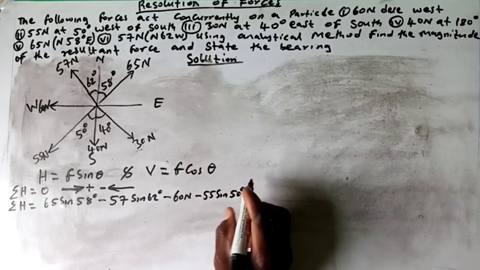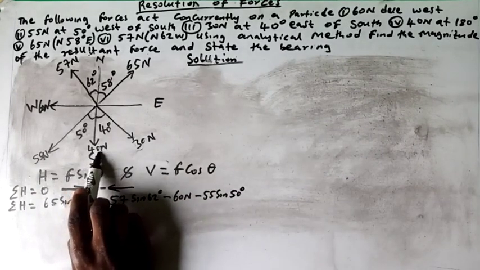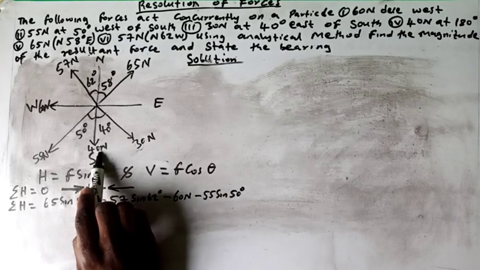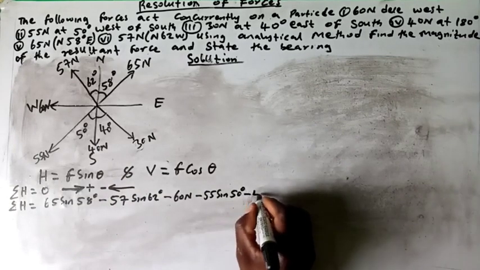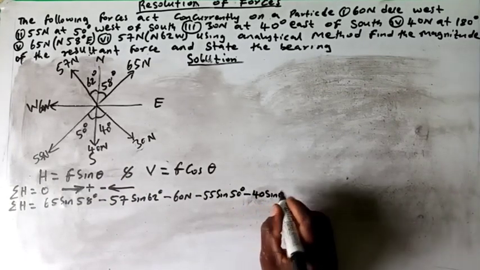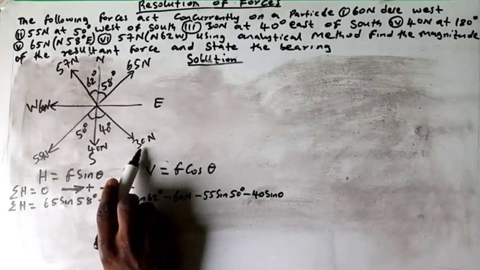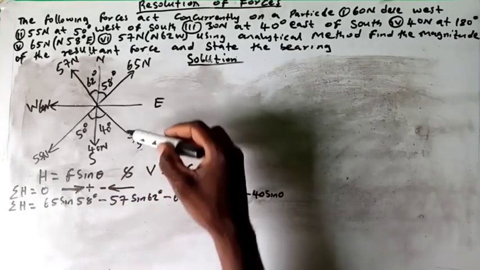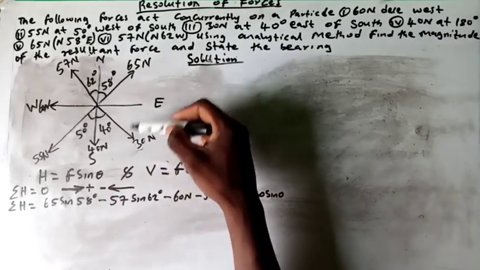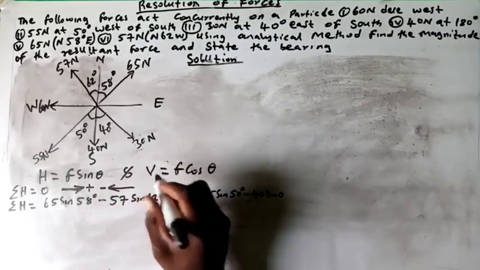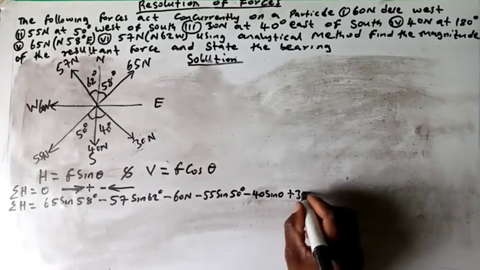This is 40 Newton. It is a vertical force. It has no horizontal component because the angle of inclination theta is 0 and sine 0 is 0. So say minus 40 sine 0. The next one is 30 Newton. If we close this angle by dragging this force up, the arrow points towards the positive direction. Therefore, the 30 Newton force is positive. We have plus 30 sine 40 degrees.